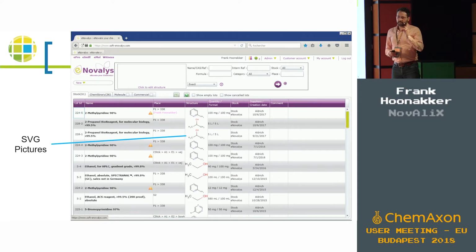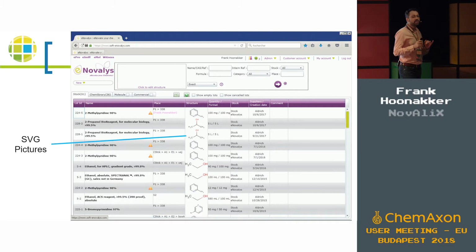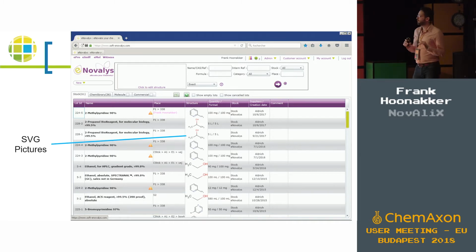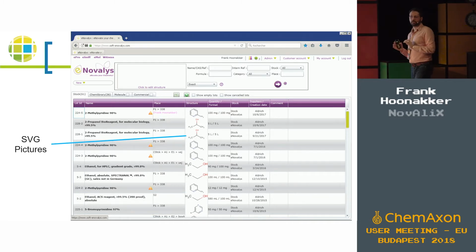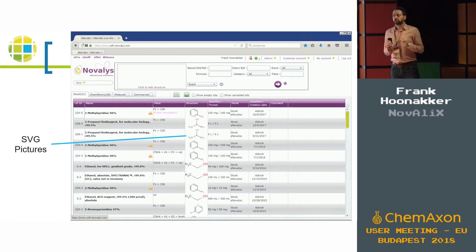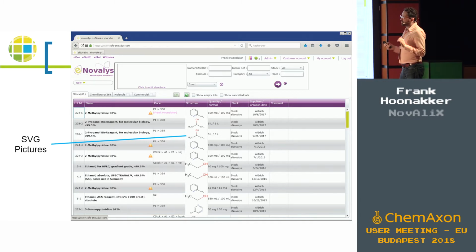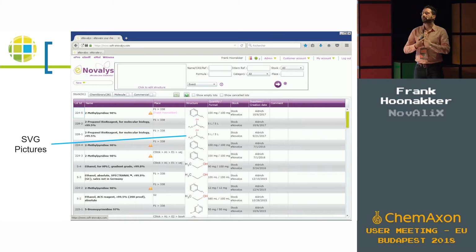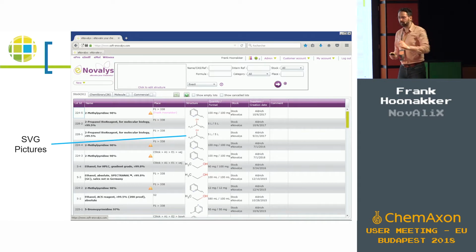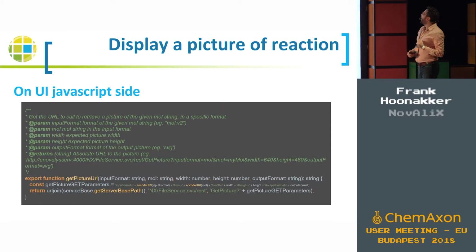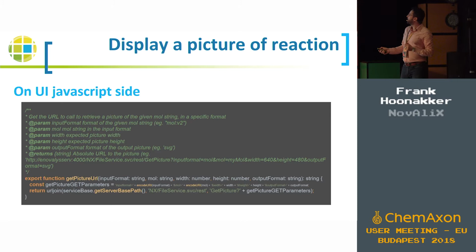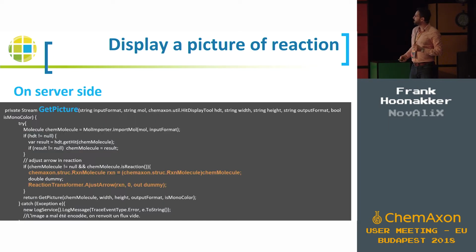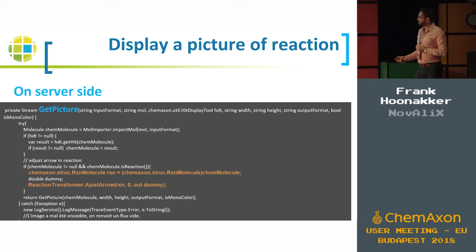Why we did this is because when we started, we didn't know if we wanted to keep ChemAxon or not. So if we put SVG pictures, if I change, I can just regenerate some other picture from another third-party system, and I still can work with my system here. How we did this, we have some function here on the UI side, and another one on the server side, which will generate the pictures.